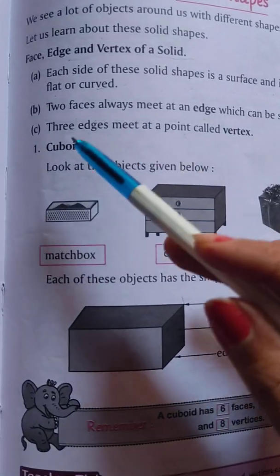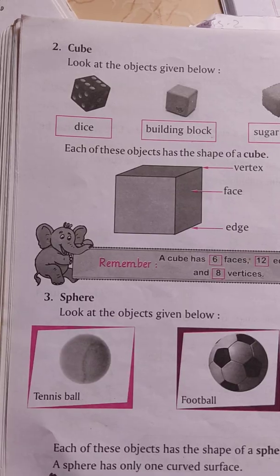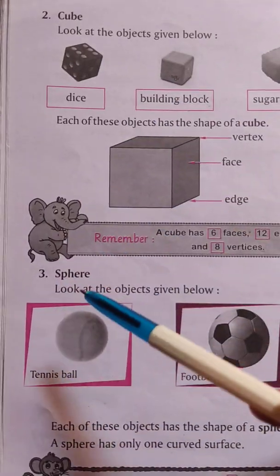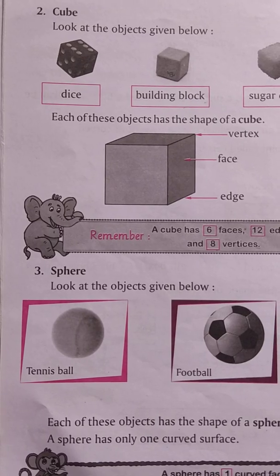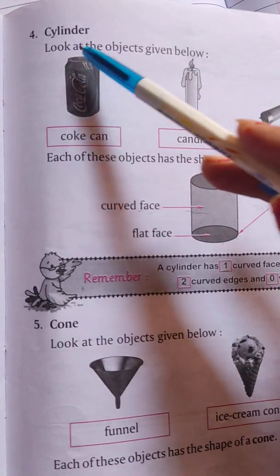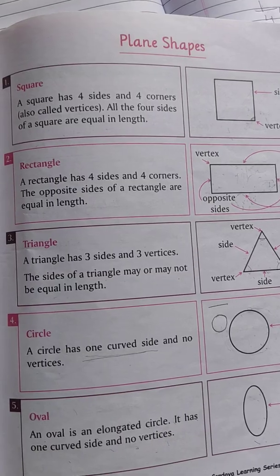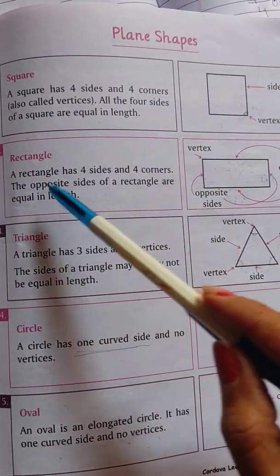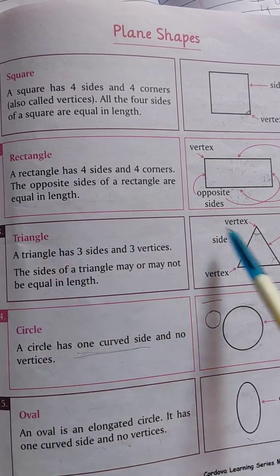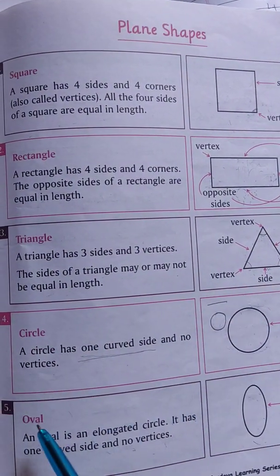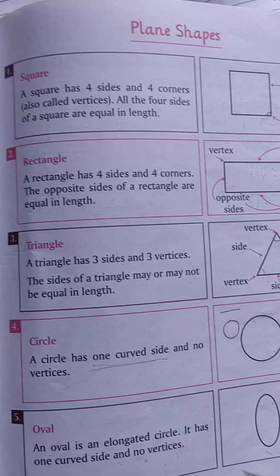Solid shapes: cuboid, cube, sphere, cylinder and cone. These are solid shapes. Plane shapes: square, rectangle, triangle, circle and oval. These are plane shapes.